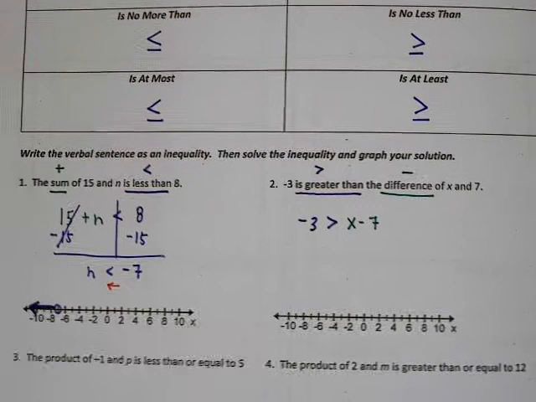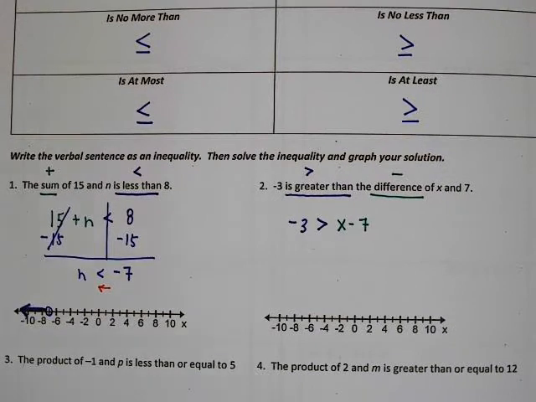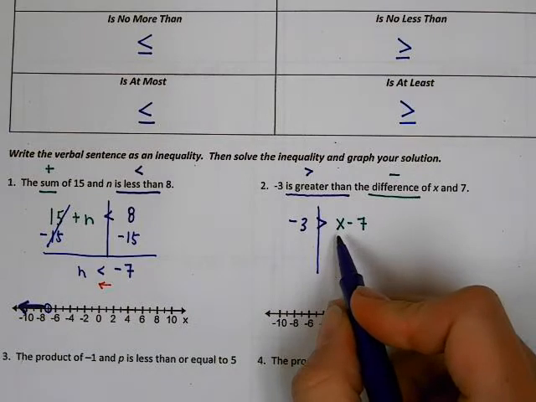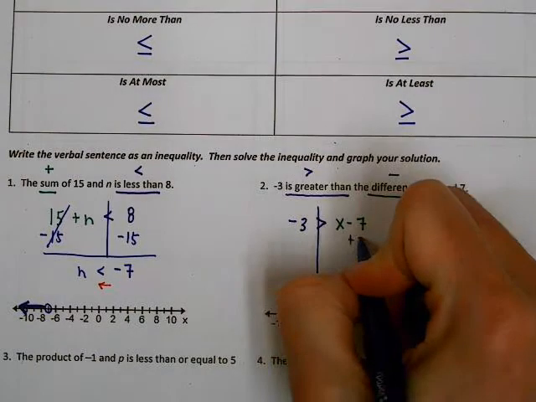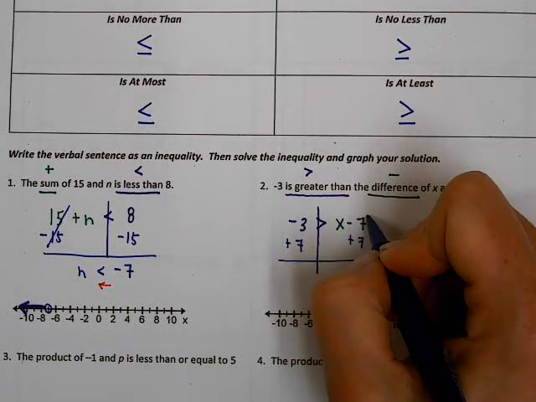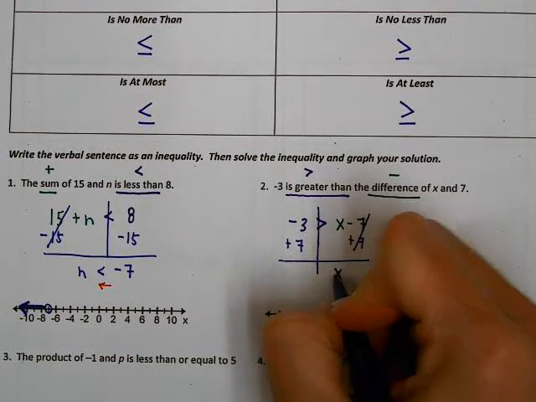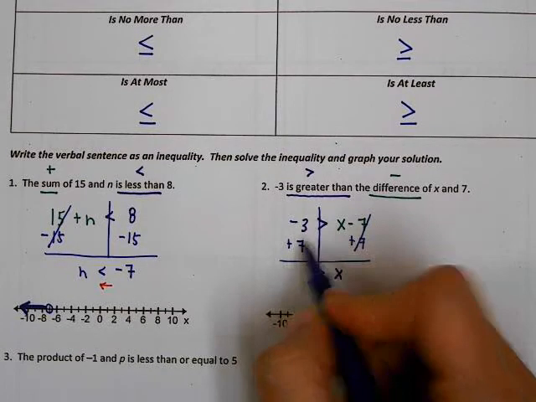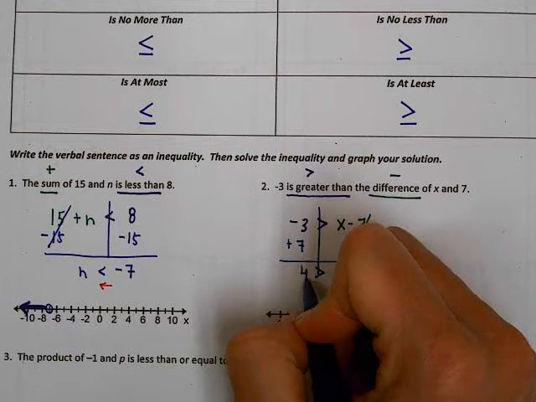All right, number 2. Let's see if I'm going to solve. Now my variable's on the right. So to get the variable by itself, I'm going to add 7 to both sides. So negative 7 plus 7 is 0. So I have x. I copy the same inequality symbol, and negative 3 plus 7 gives me a positive 4.